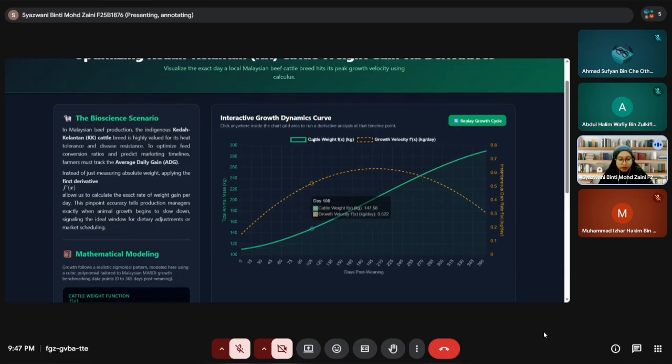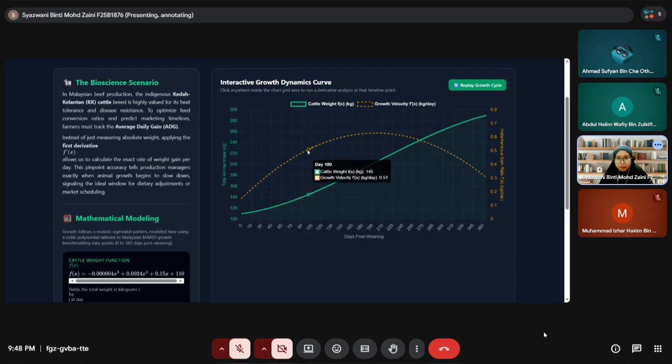The green curve shows that the cattle weight increases over time. At the beginning, growth is slow, then becomes faster, and finally slows down again near maturity. And the yellow dotted curve shows the instantaneous growth rate. When the curve reaches its highest point, it means that the cattle is growing at its maximum speed.